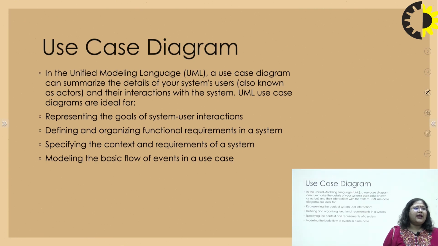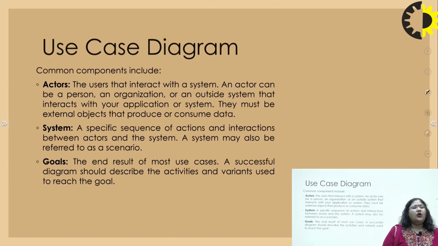A use case diagram can summarize the details of our system, and in this we have to define some basic interaction between the users and the system in the form of the actors. This diagram represents the goals of the system user interactions, defines and organizes the functional requirements, specifies the context and the requirements of a system, and models the basic flow between the events. So, these are the components that we have to define or use for designing the use case.